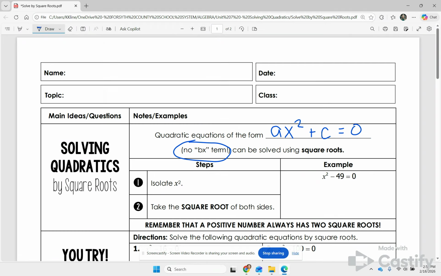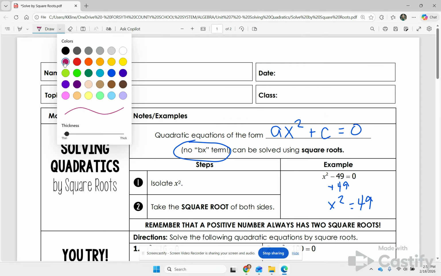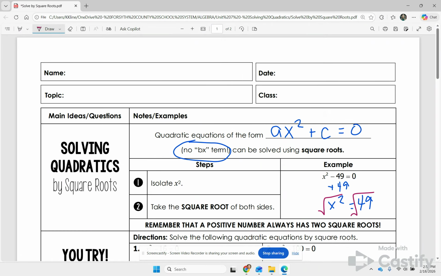So for example, we have x squared minus 49 equals 0. There's no bx term, so I can isolate x squared by adding 49 to both sides, and that gives me x squared equals 49. And then I'm just going to take the square root of both sides. What you need to remember is this note right here, that a positive number will always have two square roots. So taking my square root will undo the x squared and just give me x. And then the square root of 49 is a positive and a negative 7.